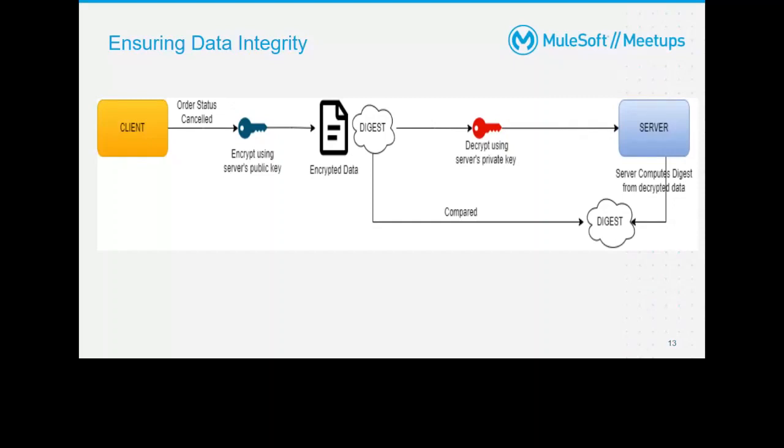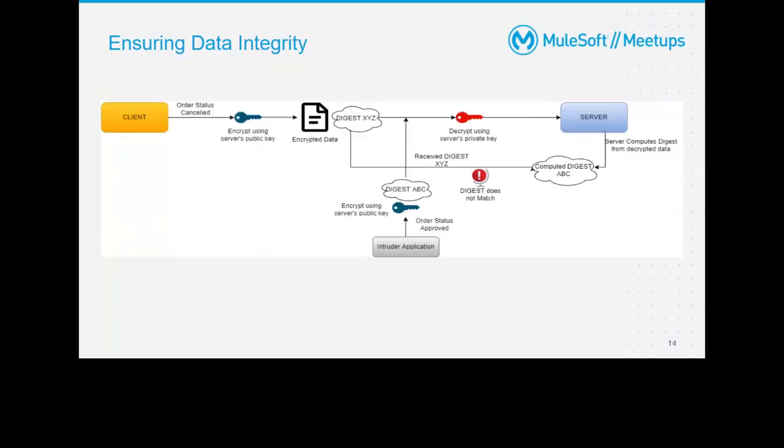Now let's see a scenario where the client sends this order status cancelled message. How can we overcome this? How can we ensure the data integrity? So let's say the client sent the same message, order status cancelled.